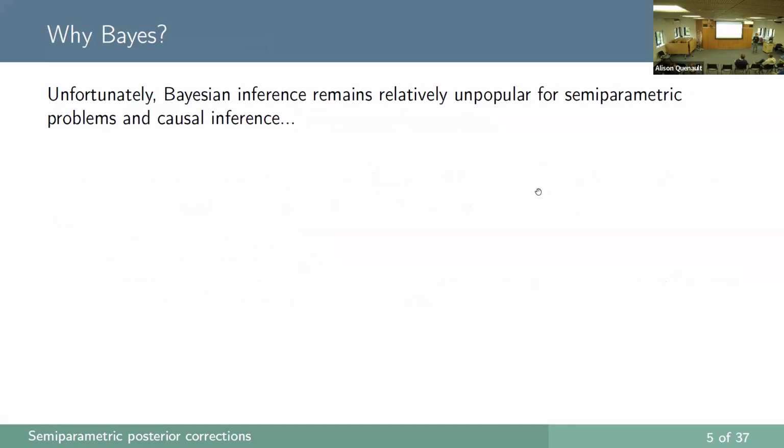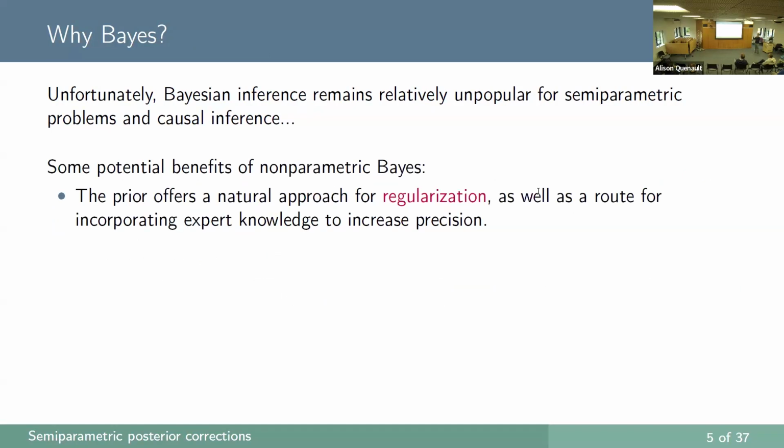The reason why we're interested in this, particularly from a Bayesian perspective, is that we noticed that Bayesian inference isn't particularly popular for semiparametric problems. And particularly it's not very popular for doing the kind of causal inference that people consider cutting edge right now. So before I go into the reasons why that might be the case, I'd just like to outline some reasons why we might actually be interested in doing Bayesian inference anyway.